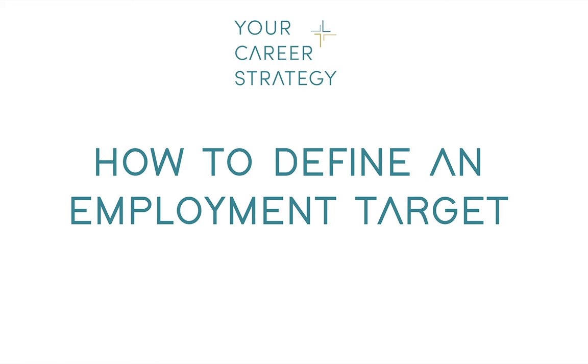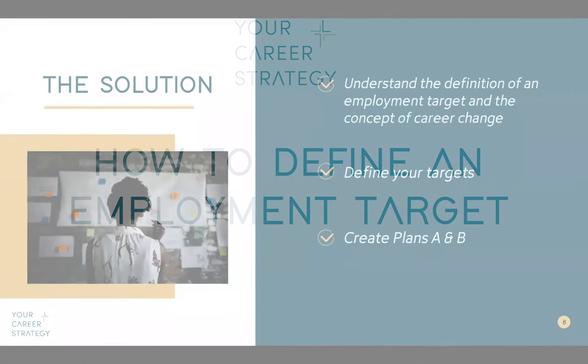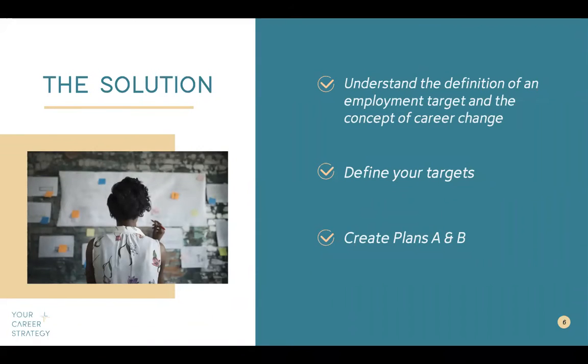Today, we want to discuss a solution where we're going to help you understand the definition of an employment target and the concept of career change. Other things that help you in targeting are understanding the definition of a job target and defining them down once you know that, and making sure you have a plan A and a plan B as you start thinking about the direction that you might want to go down as it relates to a target. So, I'm going to pass it off to Peter, who's going to address three particular pillars that are going to support you in understanding the definition of an employment target.